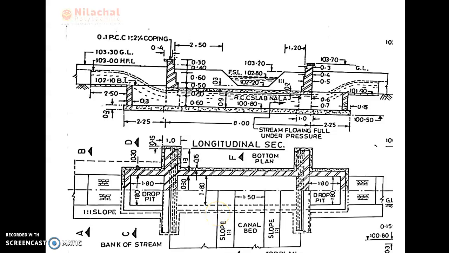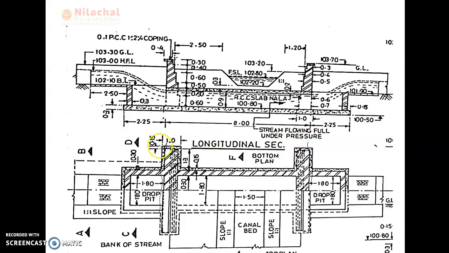In the plan or longitudinal section we can follow the length of the siphon duct, and from the cross section EF we can follow the breadth of the siphon duct. First we need to check the length of the siphon duct. The siphon duct length runs from this point to this point, which is 8.0 meter, the distance from this brick wall to the other brick wall.